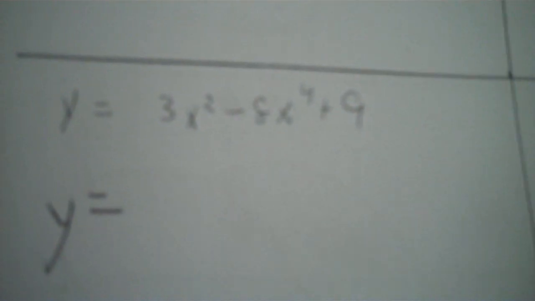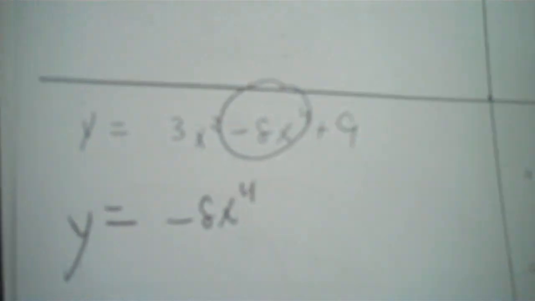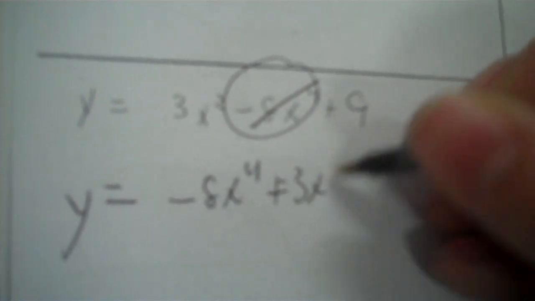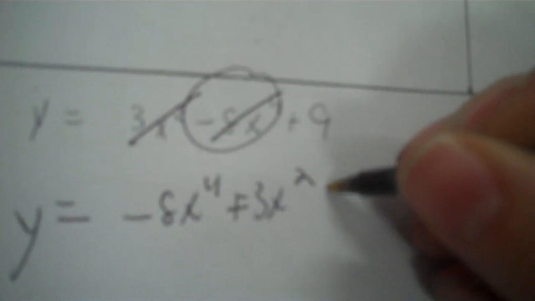Okay, next page. End behaviors of polynomial graphs without graphing. Classify the polynomial function by the degree, by the number of terms, and then the end behavior. So you have y equals 3x to the second minus 8x to the fourth plus 9. Well, the first problem we have is this needs to be written in standard order. The negative 8x to the fourth comes first. There's no x to the third, and then the 3x to the second, and then our constant, which is 9.